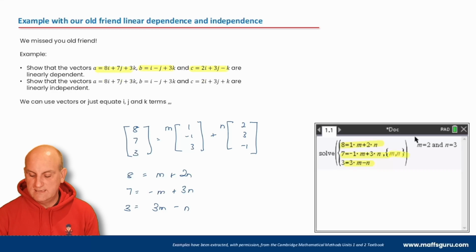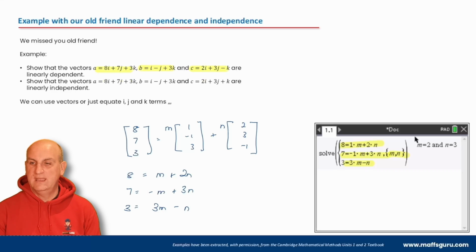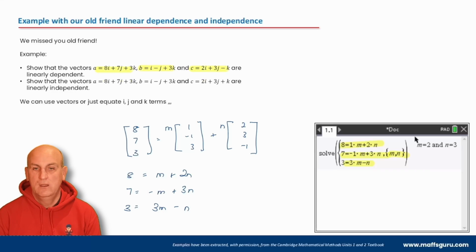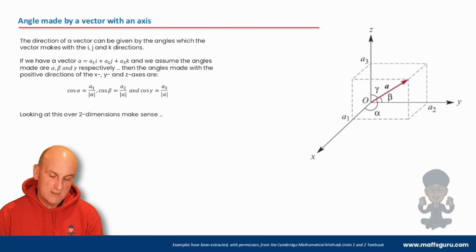And you put those into your calculators and solve for m and n, you do in fact get m equals 2 and n equals 3. And if that's the case, they are linearly dependent. You can do exactly the same with the next one as well. All right, so that works just as well.